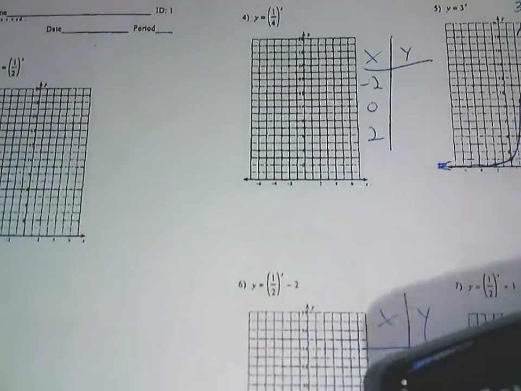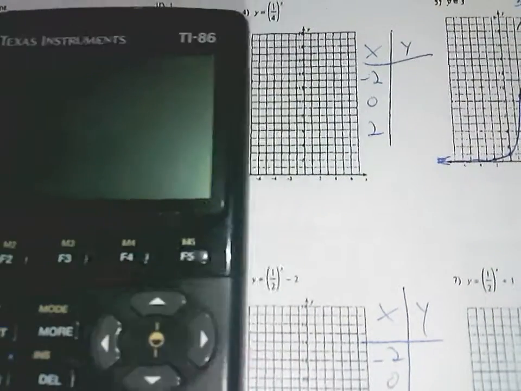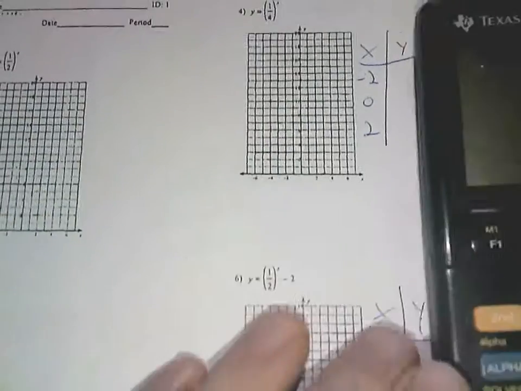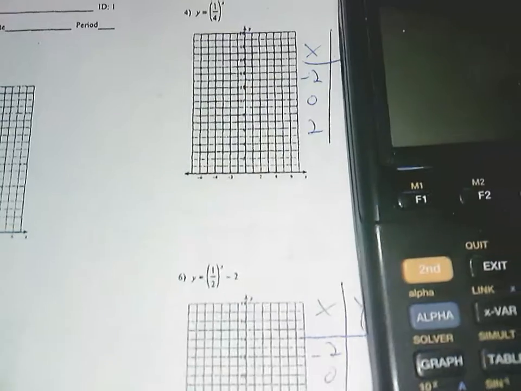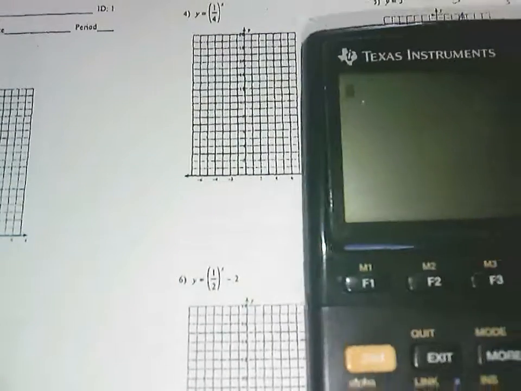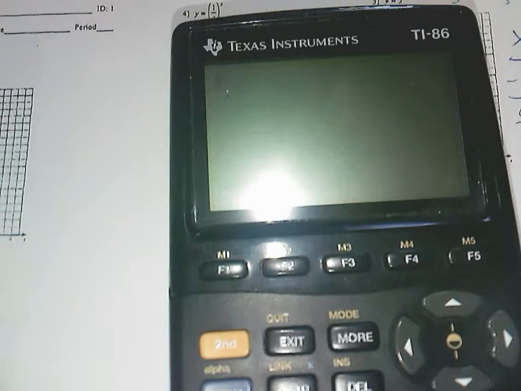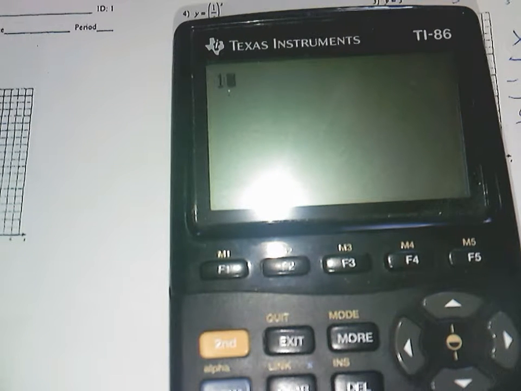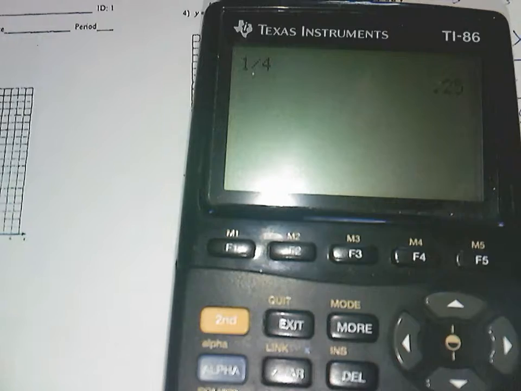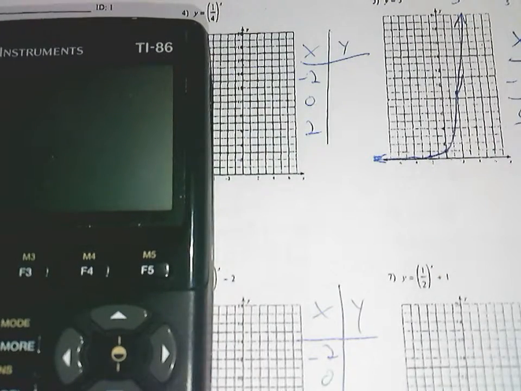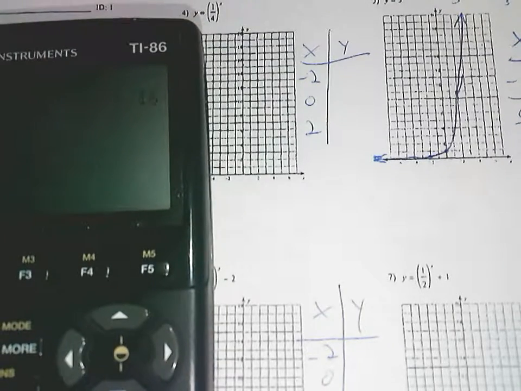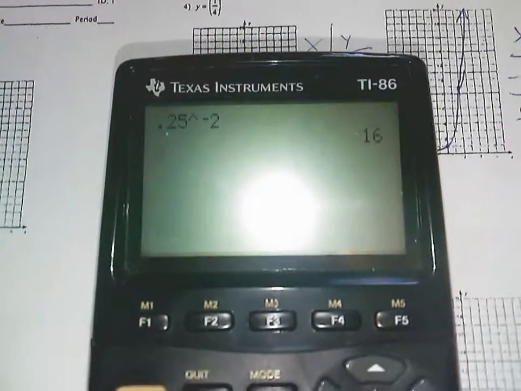So let's try doing it with the fractions. You'll see it's pretty much the same, but you'll get kind of an opposite result in a way. So let's try it. So 1 over 4. Because my calculator doesn't have a fraction button, I'm just going to convert that to a decimal. So 1 divided by 4 is 0.25. Now that I know the decimal, I'd go 0.25 and raise it to the negative 2 power. You'll notice here I got 16.